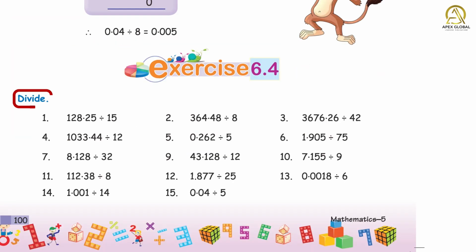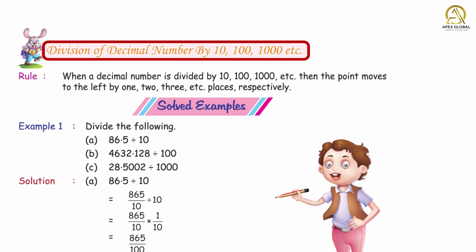Exercise 6.4. Divide. 1. 128.25 divided by 15. 2. 364.48 divided by 8. 3. 3676.26 divided by 42. 4. 1033.44 divided by 12. 5. 0.262 divided by 5. 6. 1.905 divided by 75. 7. 8.128 divided by 32. 9. 43.128 divided by 12. 10. 7.155 divided by 9. 11. 112.38 divided by 8. 12. 1.877 divided by 25. 13. 0.018 divided by 6. 14. 1.001 divided by 14. 15. 0.04 divided by 5.